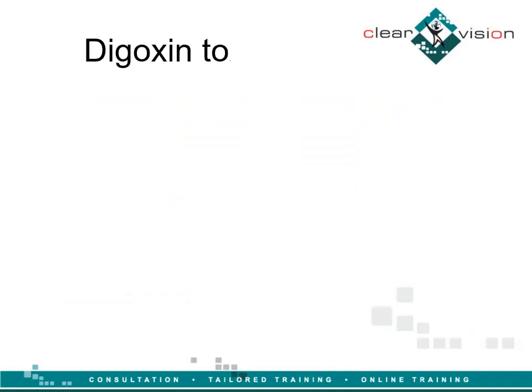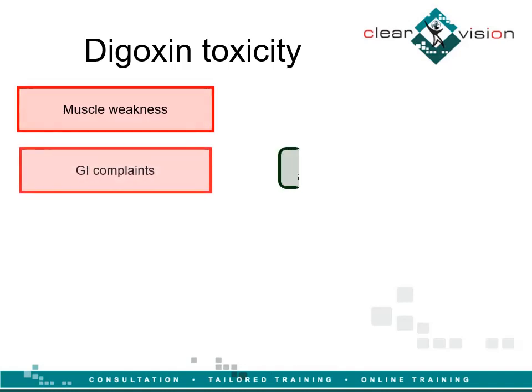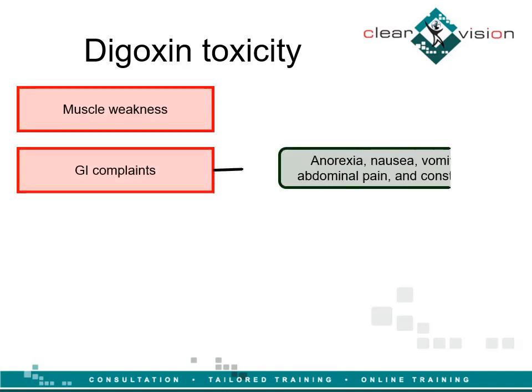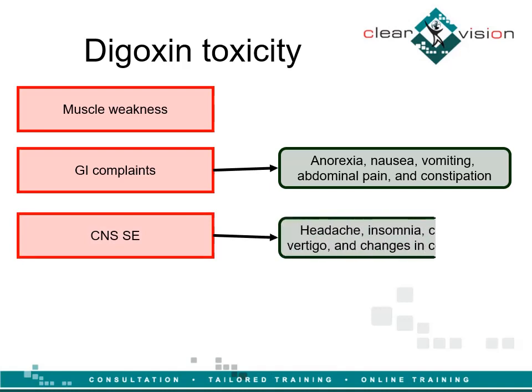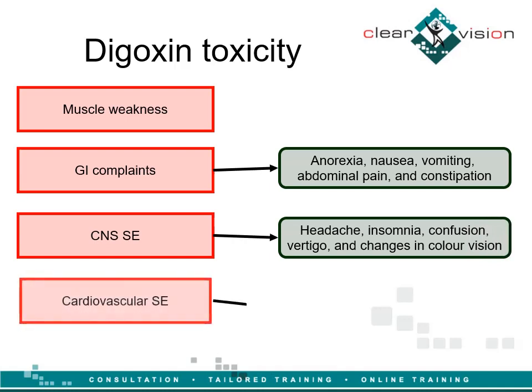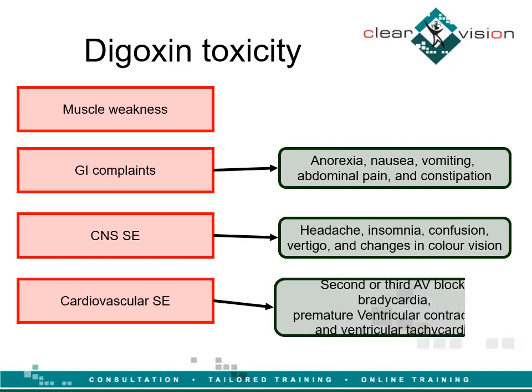Symptoms of digoxin toxicity might include muscle weakness, gastrointestinal complaints such as anorexia, nausea, vomiting, abdominal pain, and constipation; CNS side effects such as headache, insomnia, confusion, vertigo, and changes in color vision; and serious cardiovascular side effects such as second or third degree AV block, bradycardia, premature ventricular contractions, and ventricular tachycardia.